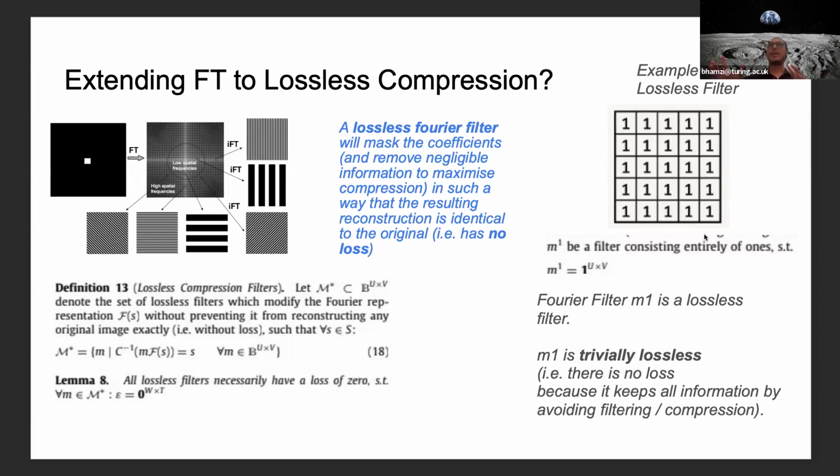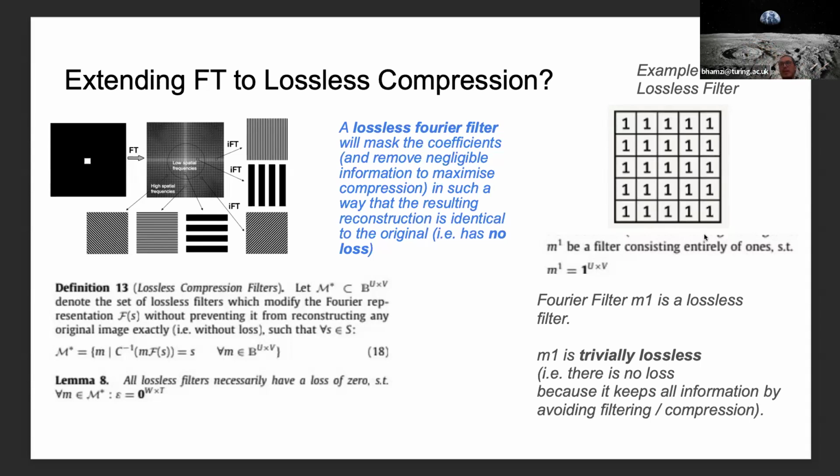So the same thing as a normal filter, except the final resulting reconstruction is lossless. The definition here: we have a set of lossless filters, which we call big M, which modify the Fourier representation without preventing it from reconstructing any original image exactly. So that when you decompress the masked Fourier representation, it reproduces S, the original S. That's what we describe here as a lossless filter.